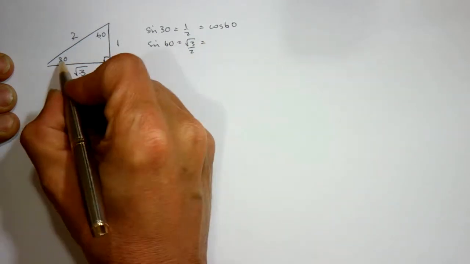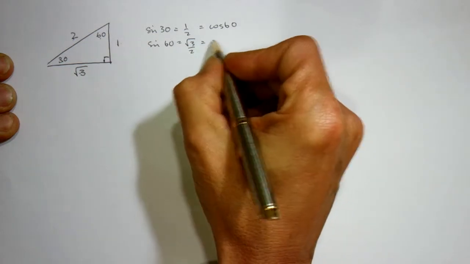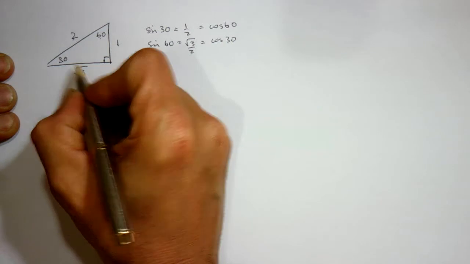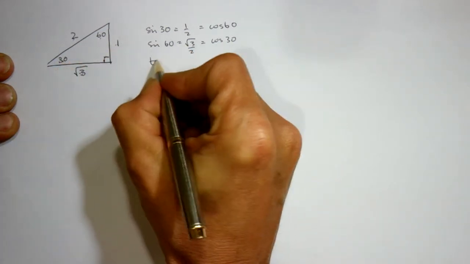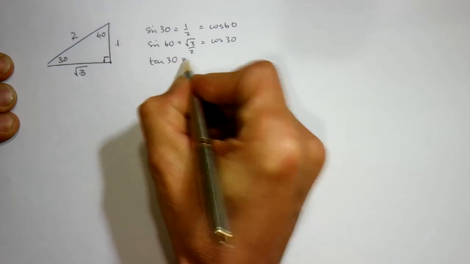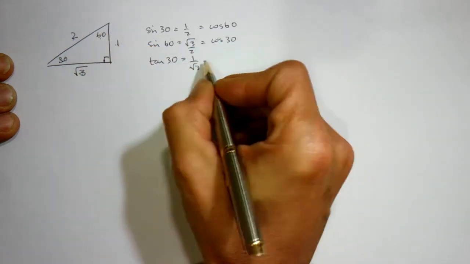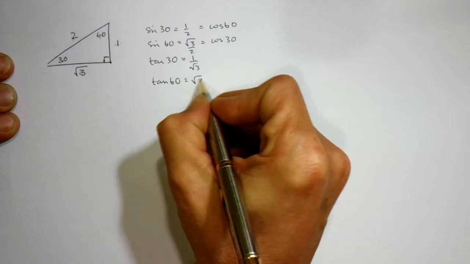And that's the same as, well, 30 degrees. The adjacent side is root 3, hypotenuse is 2, so this is the same as cos 30. Tan of 30 is opposite over adjacent, so tan of 30 is equal to 1 over root 3. And tan of 60, opposite to 60 is root 3, divided by 1. So tan of 60 is equal to root 3.